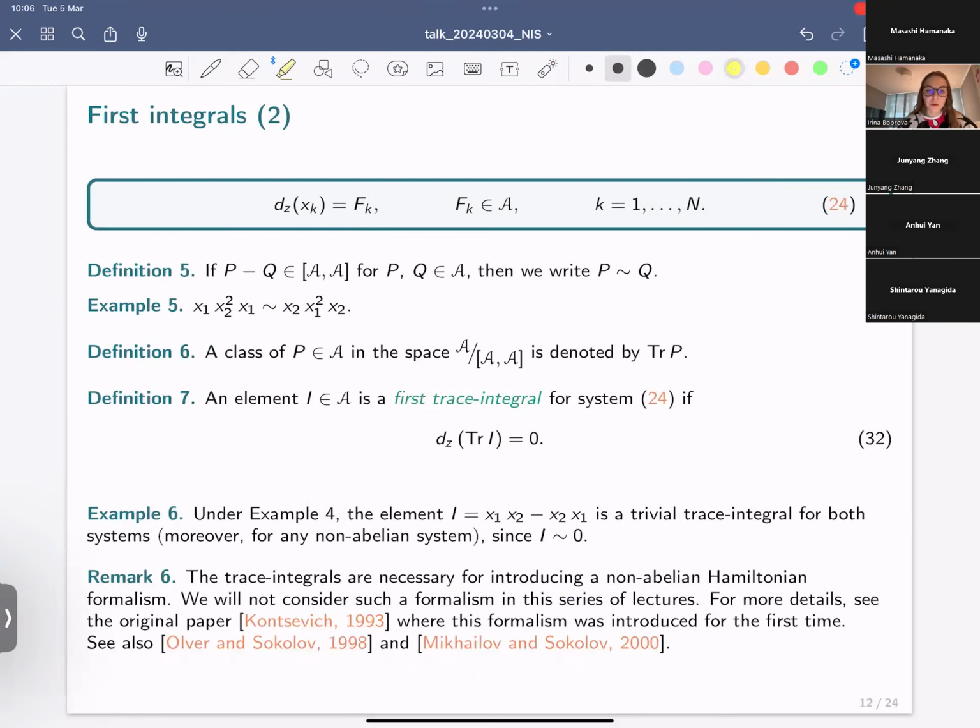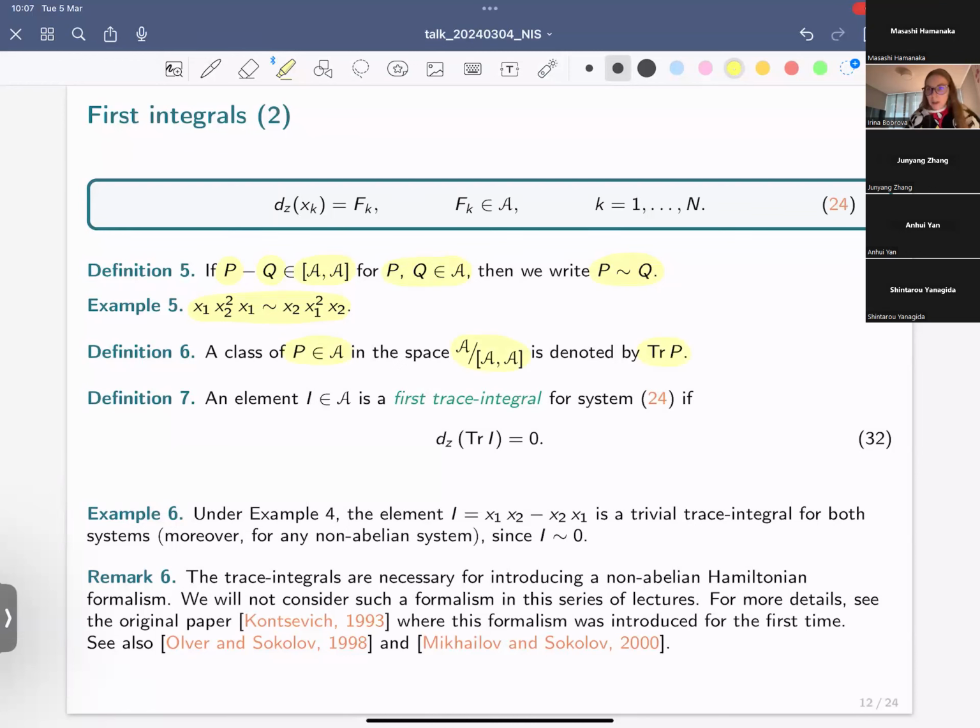And let me give you a definition. We say that two elements P and Q from our algebra A, to be more precise, if their difference belongs to the commutator of our algebra A with itself, then we write that P is equivalent to Q. And in this sense, these two expressions are the same. These two expressions in example 5 are the same. And a class of the element P from our algebra A is no longer in the algebra, but in the linear space. We denote this class of P by trace of P.